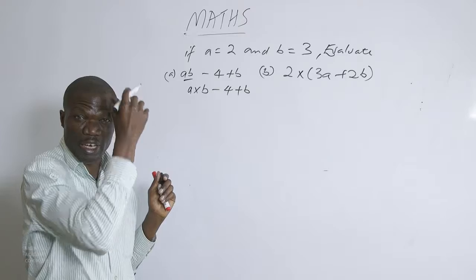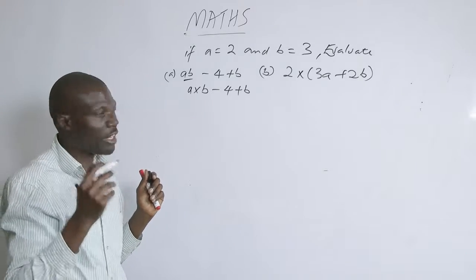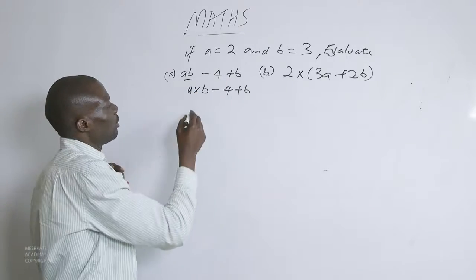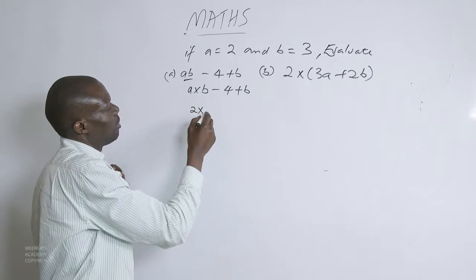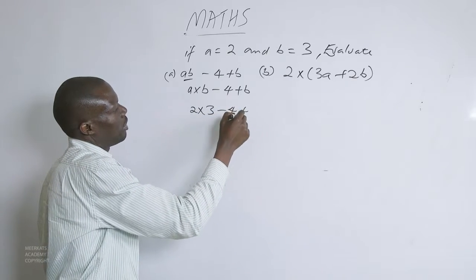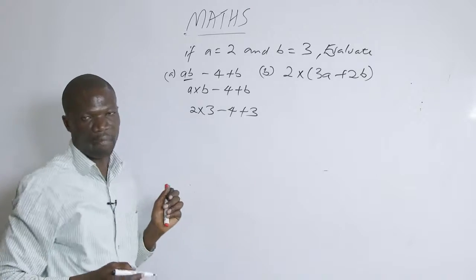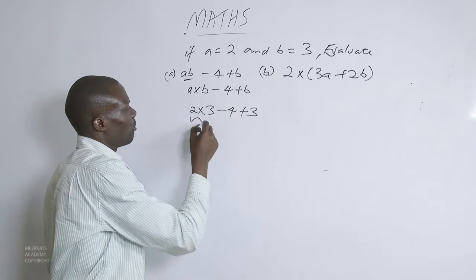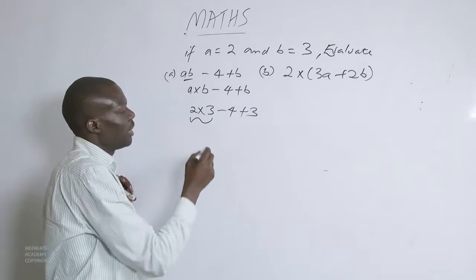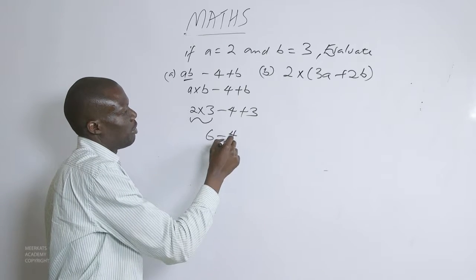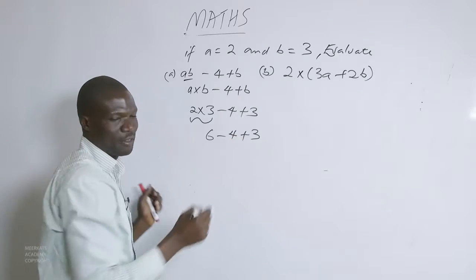So it will be A times B, then minus 4 plus B. Substitute the value of A and the value of B that we are given. A is 2, so we have 2 times B, and B is 3, minus 4, then plus B, and B is 3. We shall deal with the multiplication first. 2 times 3 is 6, minus 4 plus 3.